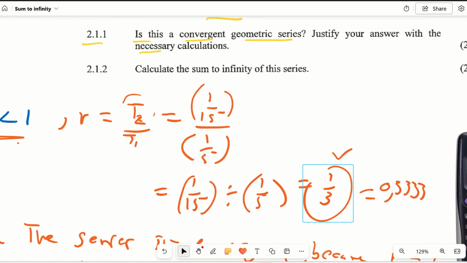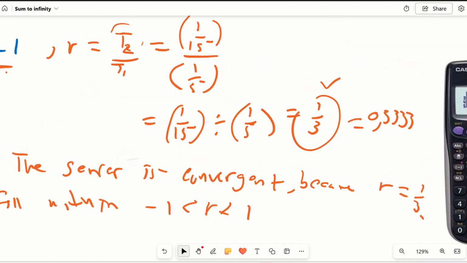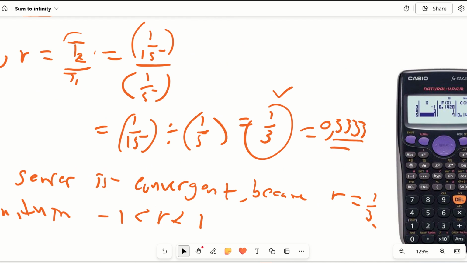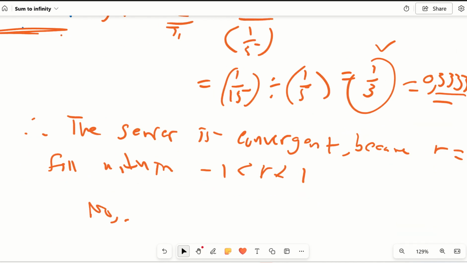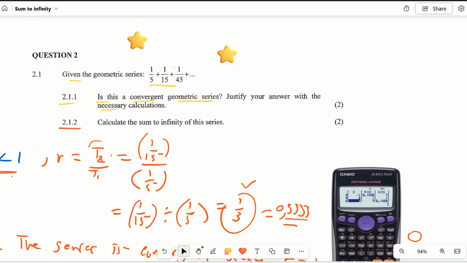We're good now. We move to 2.1.2. Just to go back quickly, if your r wasn't within this domain, you're going to say no, the series is not convergent because r falls outside the domain. Or outside the range, or doesn't fall within that restriction, however you want to put it.